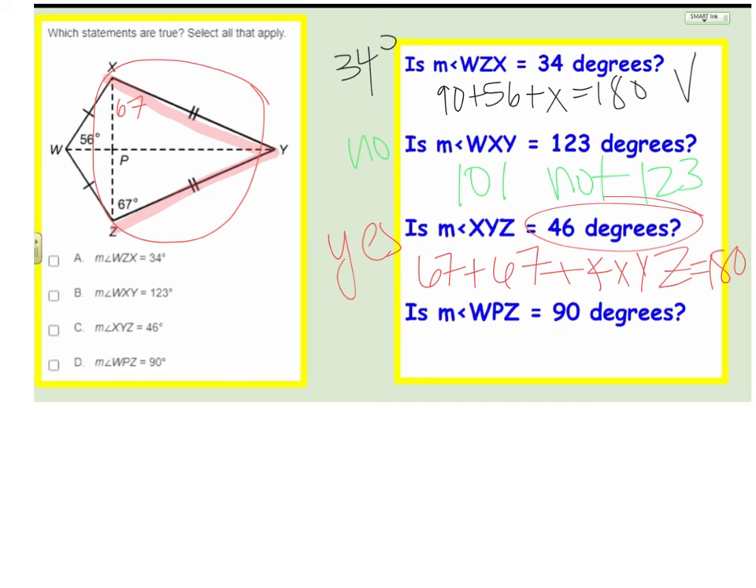The last question here asks about angle WPZ. So where is WPZ? WPZ is right here. And yes, that one's 90 degrees, and that's because it is a perpendicular bisector, and that is always true in a kite.